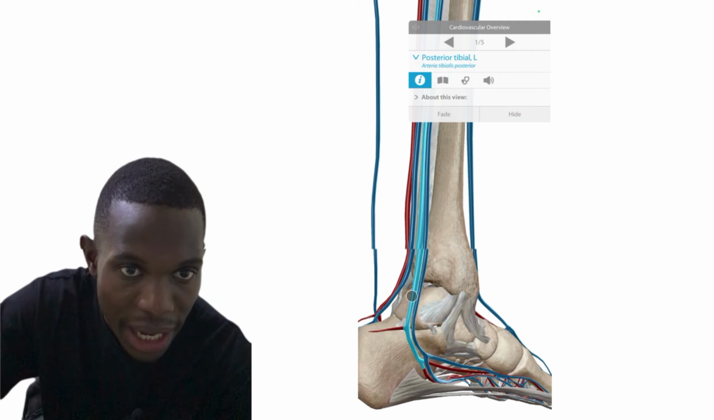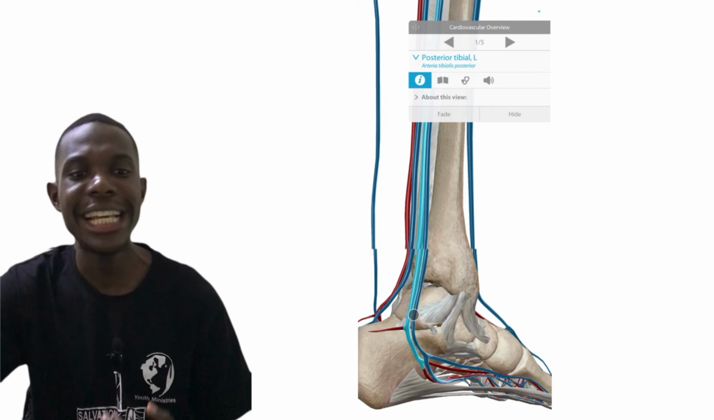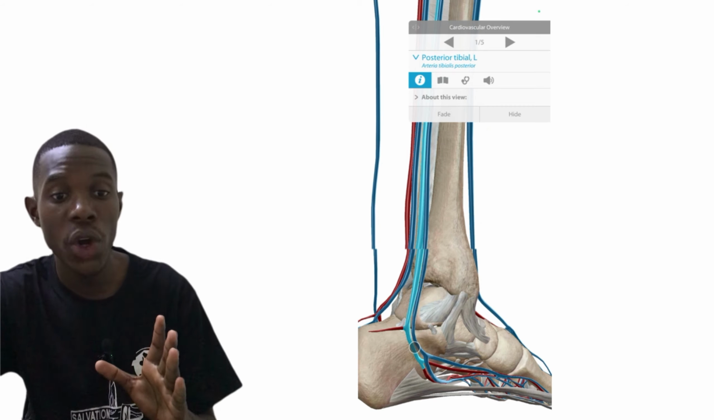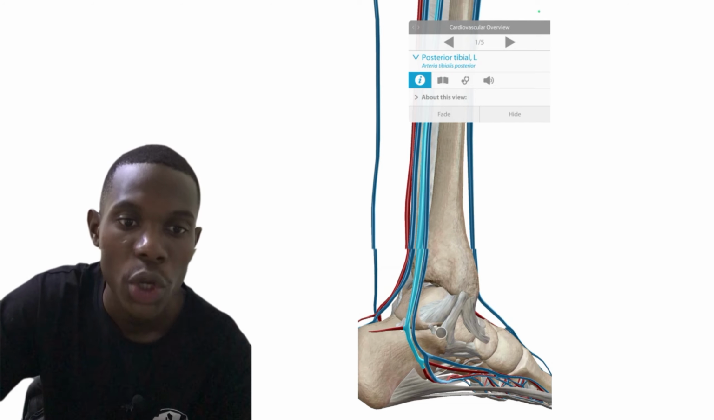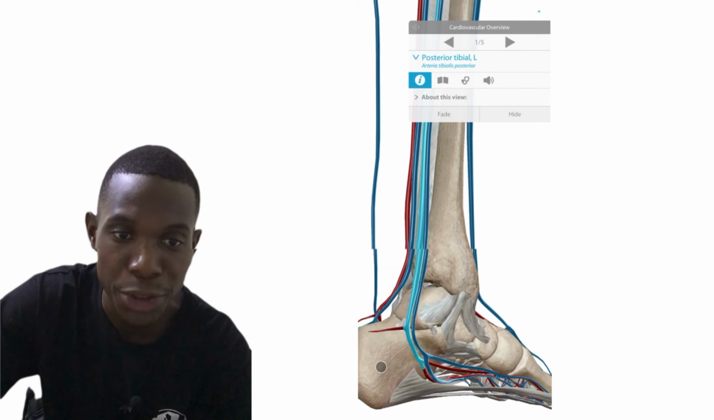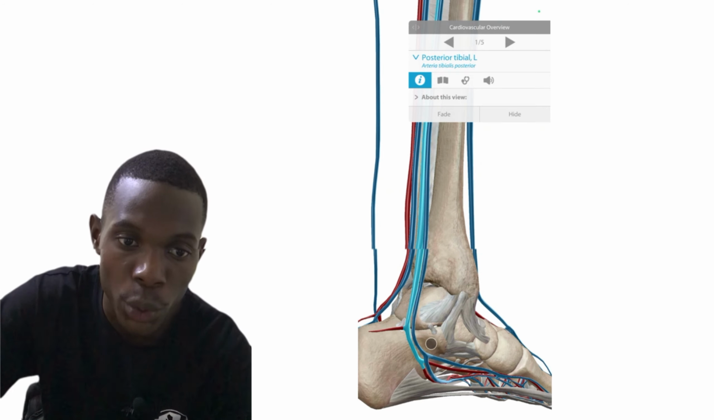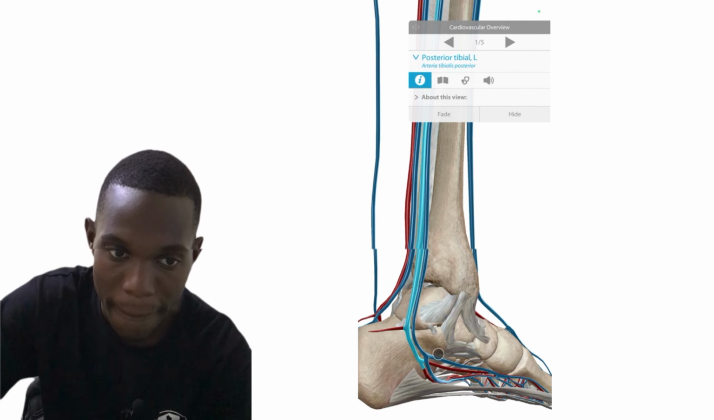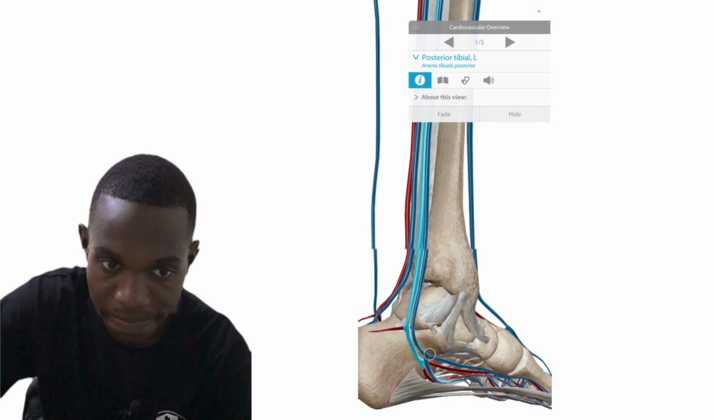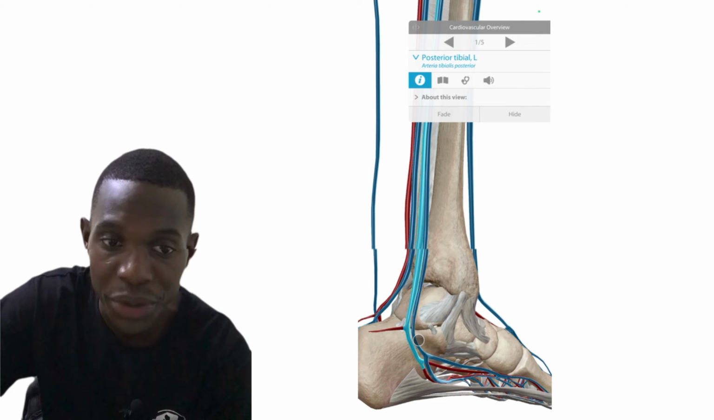the posterior tibial artery. So the posterior tibial artery, its relations are very important. Take note of this as I explain. Posterior to the medial malleolus, moving from anterior to posterior, we are going to have a groove for the tibialis posterior tendon, and then the flexor digitorum longus tendon, and then the venae comitantes.